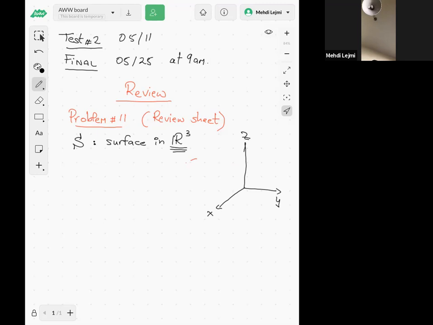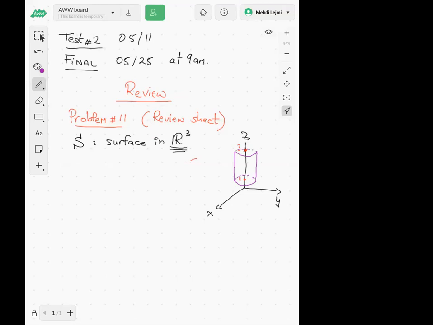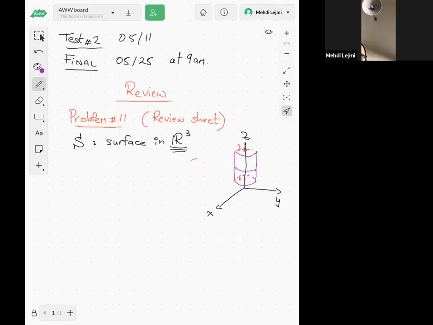Anyway, it's a cylinder, x squared plus y squared equals 4, between z equals 1 and z equals 3. So this is 1 here, and let's say this is 3 here. All right, and then you have your cylinder. It's like you have a bunch of circles. And so this would be your surface S.